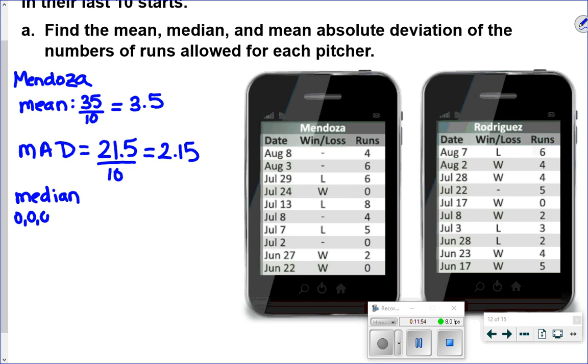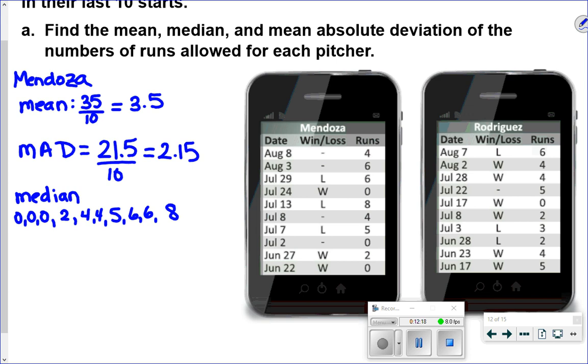So I have 0, 0, 0. Looks like I have 3 of those. I have 2 4s, 4, 4. I have a 5. I have a 6 and another 6 and an 8. Let's see if I got them all. 1, 2, 3, 4, 5, 6, 7, 8, 9, 10. Great. So I have all 10 numbers.